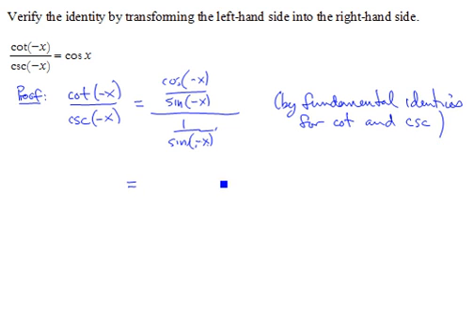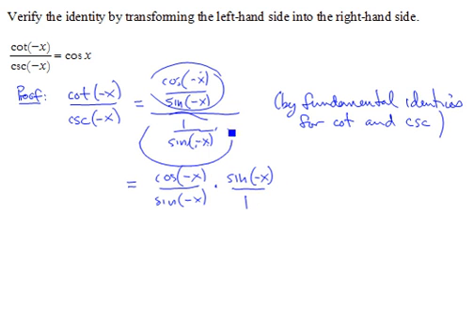Now we can use algebra to manipulate things. We have a complex fraction here, and when we divide a fraction by a fraction, we can multiply by the reciprocal of the fraction in the denominator to give us cosine of the opposite of x over sine of the opposite of x, that's the numerator, times the reciprocal of the denominator, so times the sine of the opposite of x over 1, that's this part, it's the reciprocal of that part, and that's just by dividing fractions. We multiply by the reciprocal to do that.